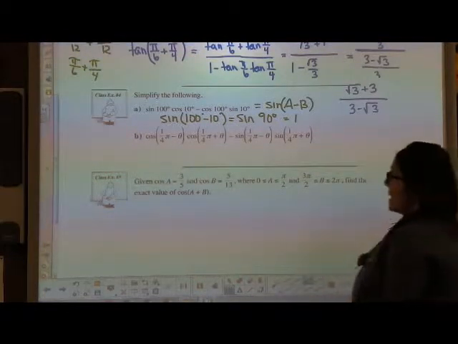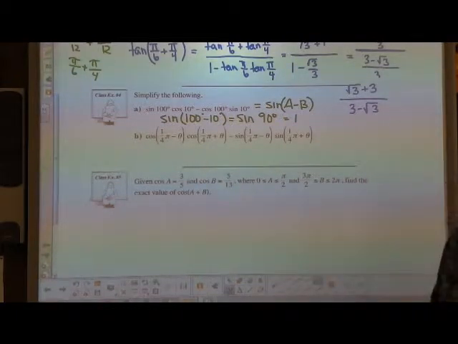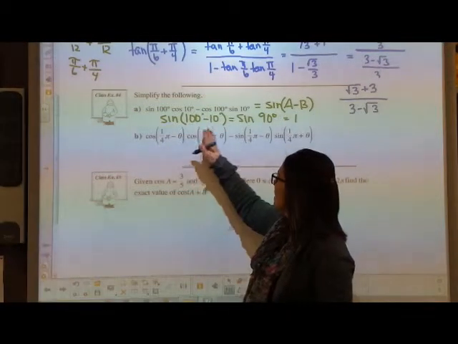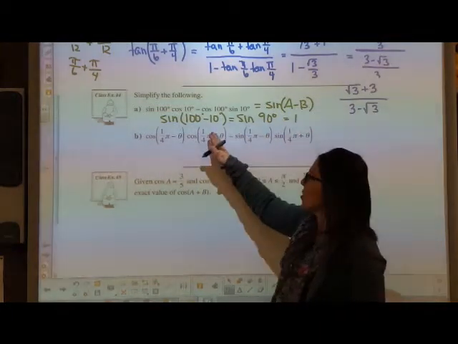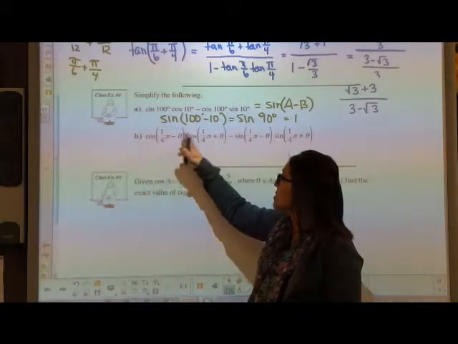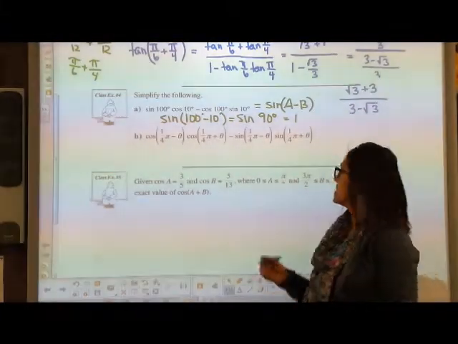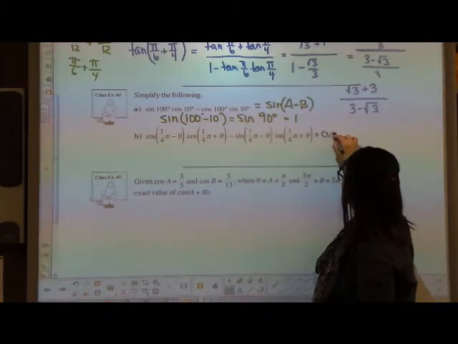So if I look at B, I have cos of pi over 4 minus theta, cos of pi over 4 plus theta, minus sine of pi over 4 minus theta, sine of pi over 4 plus theta. So ignore this part in here as being a whole bunch of stuff and just worry about the pattern. Cos, cos minus sine, sine. This is cos A plus B.